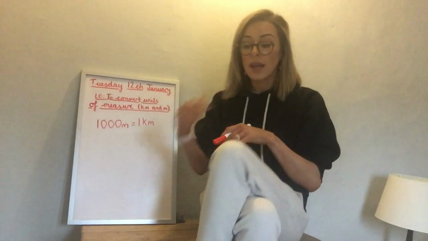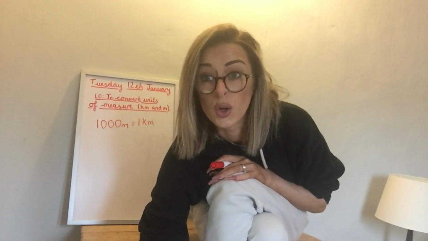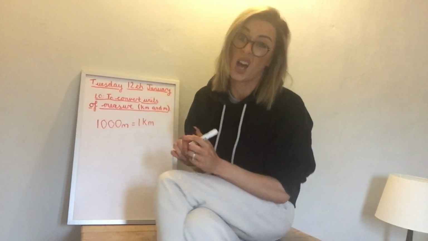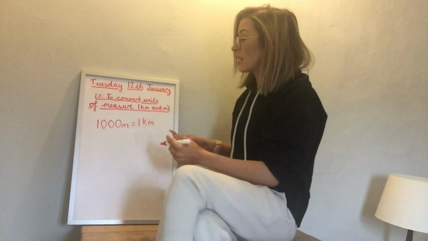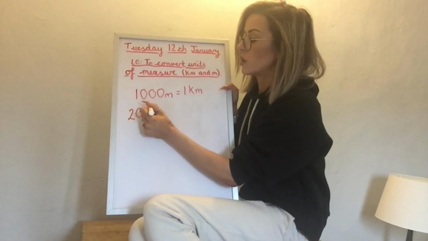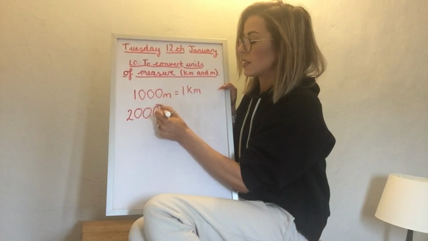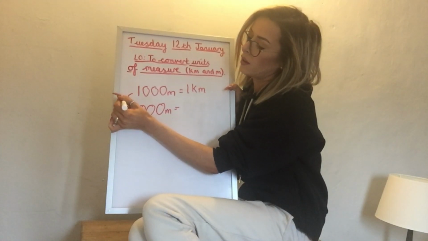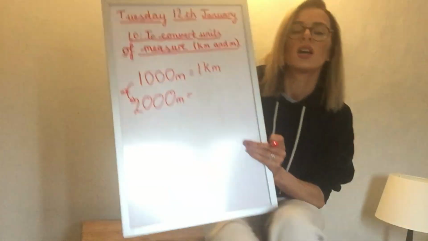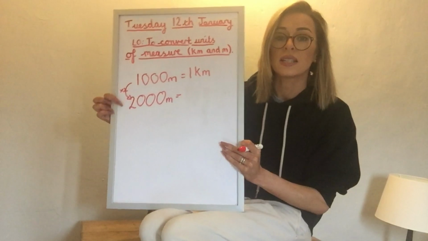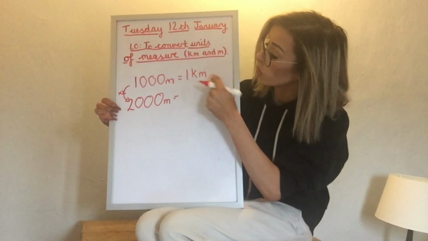Okay, now, if I know that 1,000 metres is 1 kilometre, then I can easily figure out what 2,000 metres is. Can you see I've doubled it there? I have timesed it by 2. I've doubled it to get 2,000 metres. So I'm actually going to double this one too.